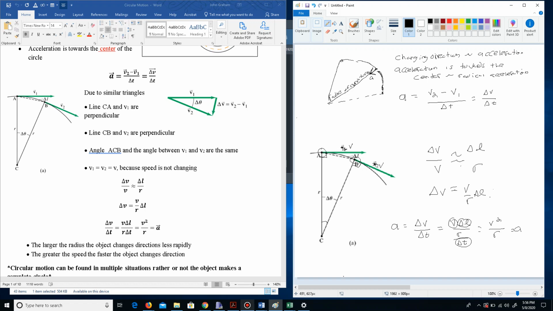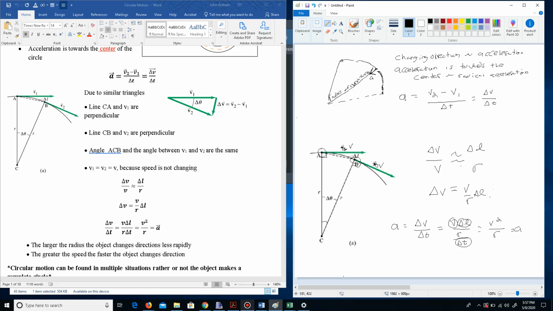Right? So if you lengthen the radius, you're increasing the denominator here, which is going to cause your acceleration to decrease. And so the longer the radius, the less rapidly the object changes direction. It doesn't turn as fast. The greater the speed, you increase the acceleration, and you increase it by a square. And so the greater the speed, the faster the object changes direction.